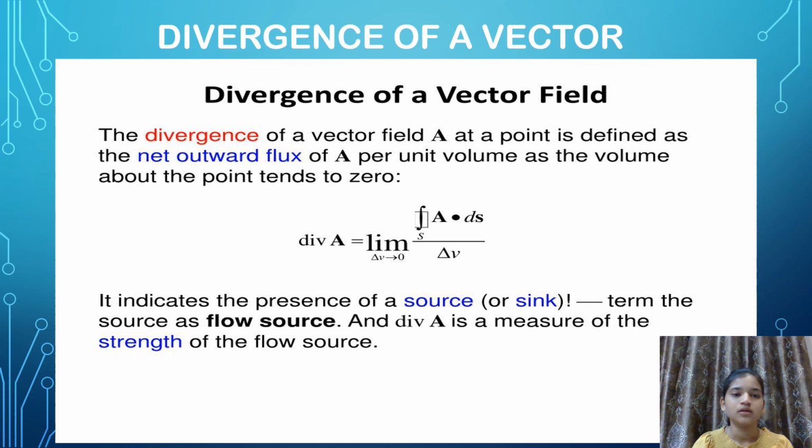Divergence of a vector. The divergence of a vector field A at a point is defined as the net outward flux of A per unit volume as the volume about the point tends to 0. Divergence of A equals the limit as delta V tends to 0 of the integral of A dot dS divided by delta V. It indicates the presence of a source or a sink, and the divergence of A is a measure of the strength of the flow source.